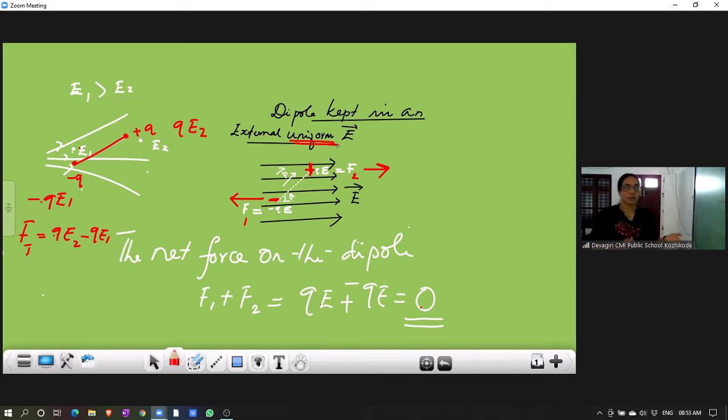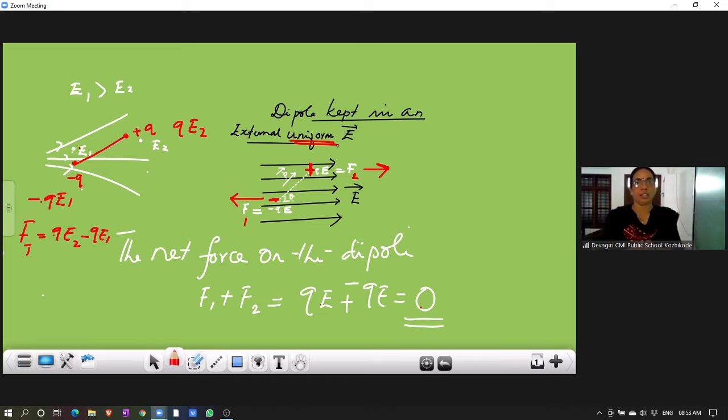Instead of asking, show that the total force experienced by a dipole in a uniform electric field is 0, they can frame the question like this: show that a dipole will not undergo a translatory motion in a uniform electric field. What do you mean by translatory motion?